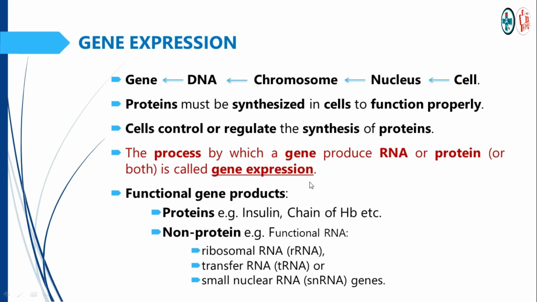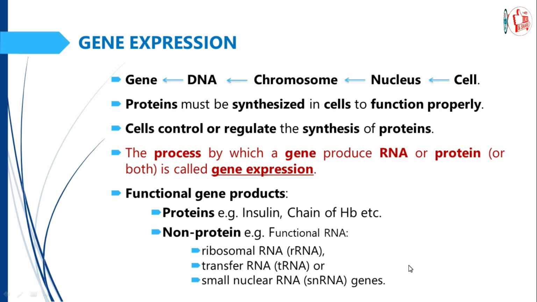So, what are the functional gene products? There may be proteins and sometimes non-proteins as well. For example, insulin and the chain of hemoglobin, etc. These are the protein products. And non-protein products include the functional RNAs such as ribosomal RNA, transfer RNA and sRNA.